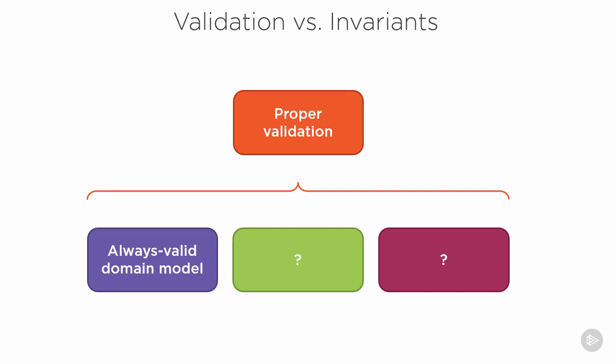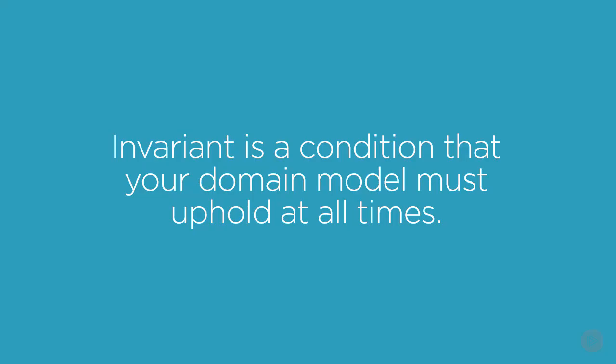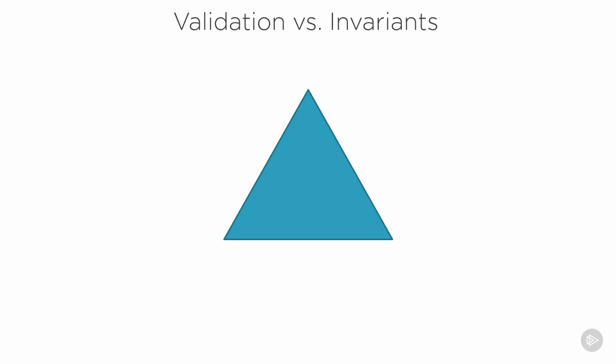Let's now move on to the next building block of the good validation technique, and that is the difference between validation and invariance. But first, what is an invariant? In domain-driven design, an invariant is a condition that your domain model must uphold at all times. For example, a triangle is a concept that has 3 edges, and so this condition is inherently true for all triangles. Your domain class triangle should protect itself from having fewer than or more than 3 edges at all times.